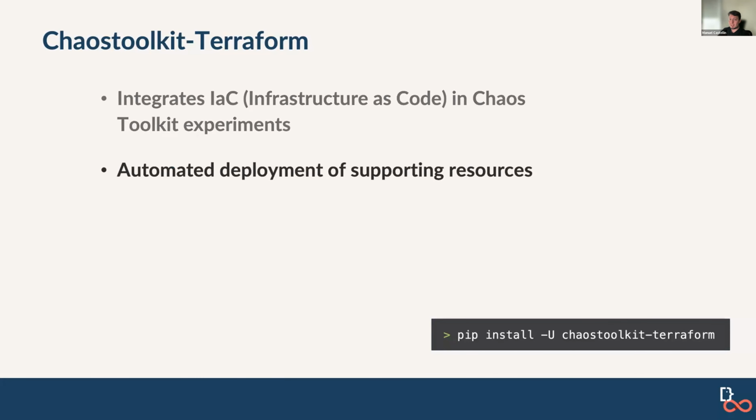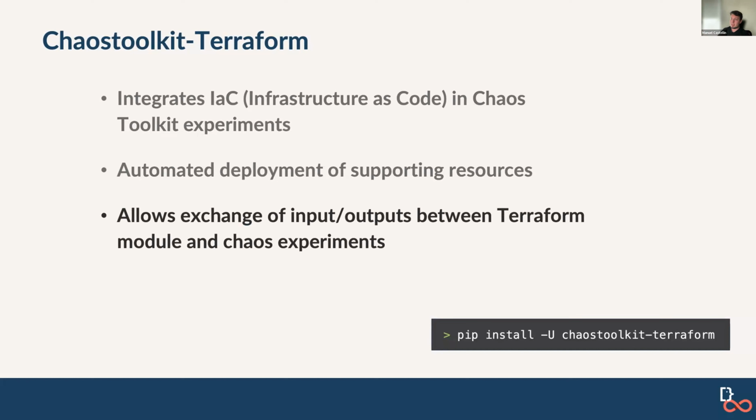It allows us to automatically deploy supporting resources for experiments, like we saw earlier, or we can deploy a TCP proxy on the fly just for the purpose of the experiment, and then use it to inject network latency, for example. Chaos Toolkit Terraform also allows the exchange of variables between Terraform modules and chaos experiments in Chaos Toolkit. That is important because it promotes reuse of components. For example, that TCP proxy can be injected between microservice A and B, or maybe can be used for a database, or maybe I need multiple ones. So it's important that every module is customizable for our needs.